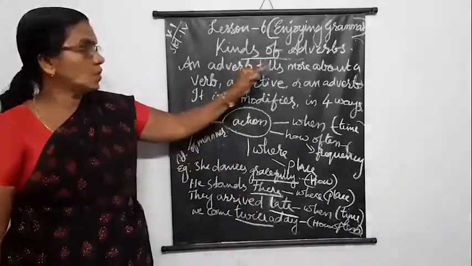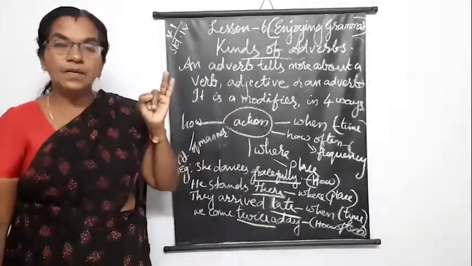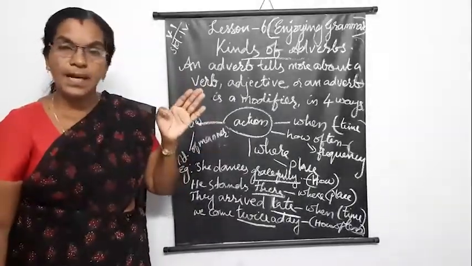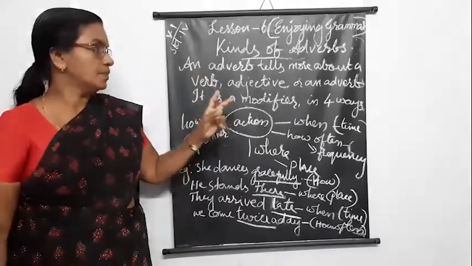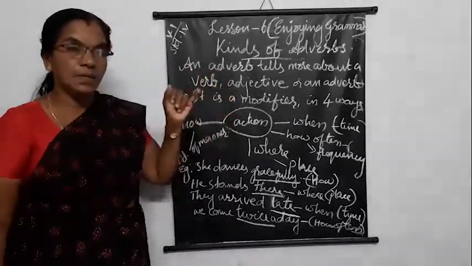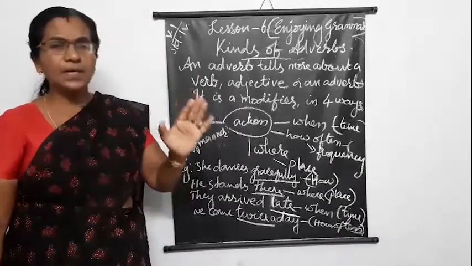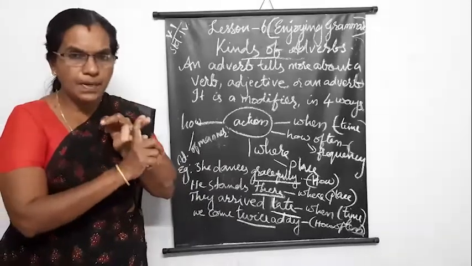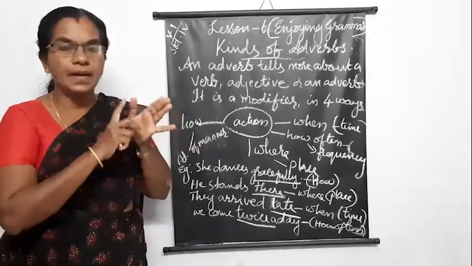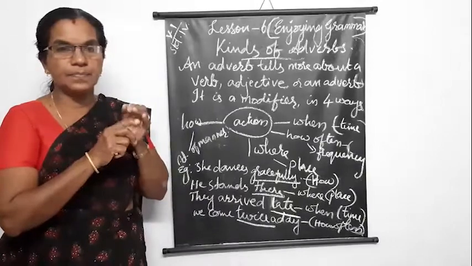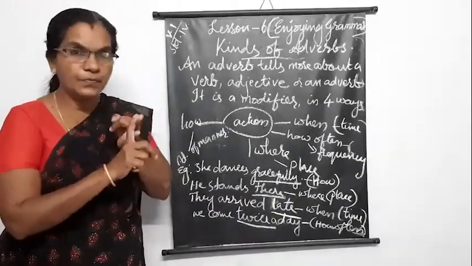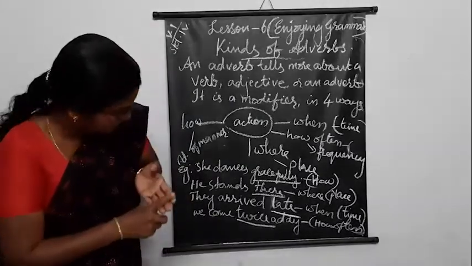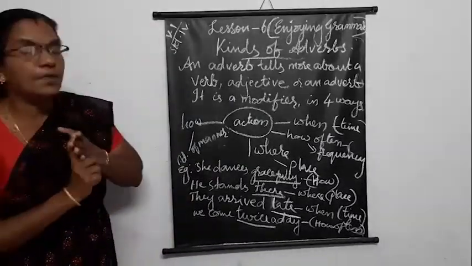Clear, children? So, an adverb is a word which tells more about a verb, adjective, sometimes, or an adverb. That is an adverb. And kinds of adverbs. How many kinds are there? Four kinds. Which are they? Adverb of manner, adverb of place, adverb of time, adverb of frequency.